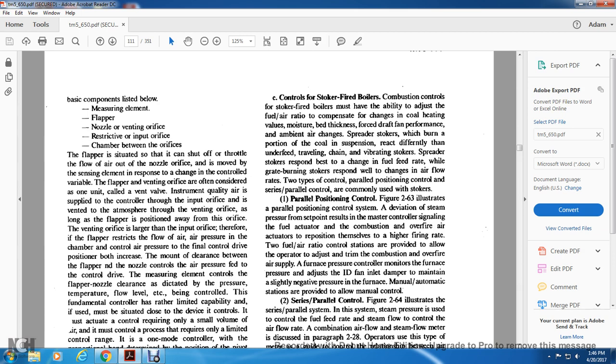Gas burning stokers respond well to changes in airflow rates. The two types of control, parallel positioning control and series parallel control, are commonly used with stokers.